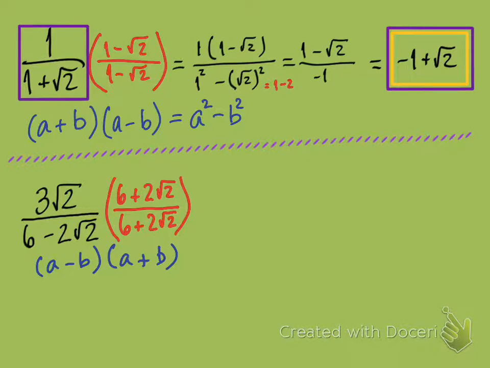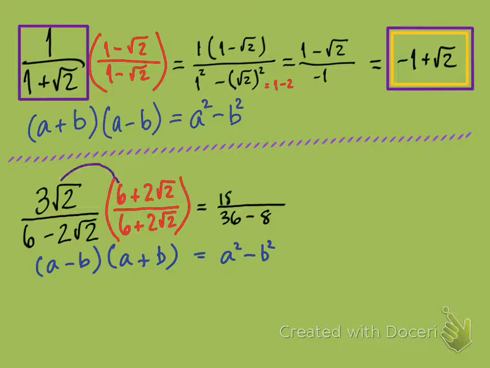Again, the fraction that we're using is just a fancy form of 1. So we're not changing the value, but we are going to change how it looks. All right, let's start multiplying here. That a squared minus b squared part of the denominator, think about that. 6 squared is 36, and I'm going to let you verify for yourself that 2 root 2 squared equals 8. Make sure that you verify for yourself that that is the case.